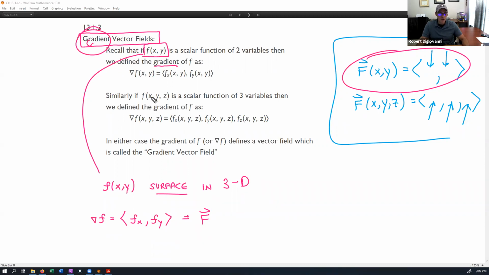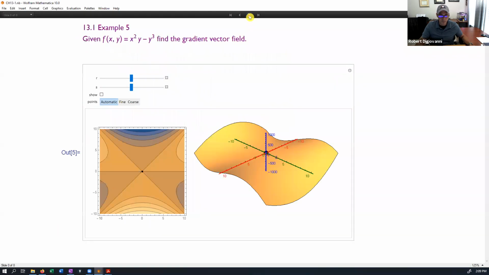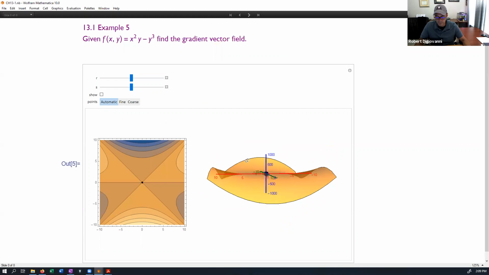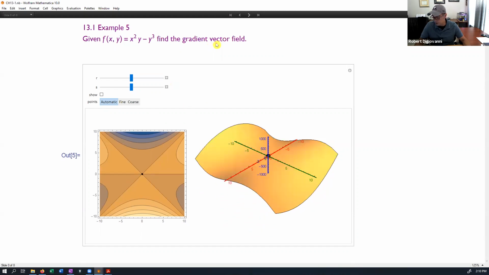And in three-dimensional space, same thing. So if you start with the scalar function and take its gradient, you create a vector field, and that is called the gradient vector field. So here is an example of a surface. I included the picture of it. And what I'd like for us to do is find the gradient vector field.